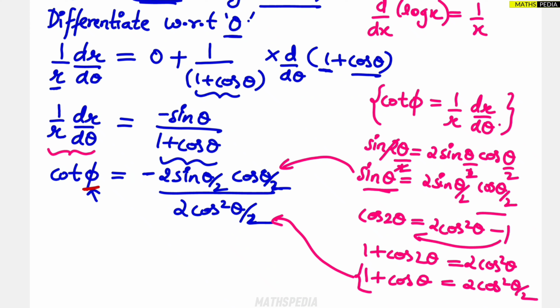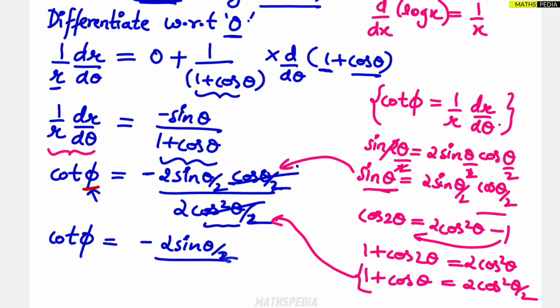So why are we doing this? What's the benefit? If you get it in terms of sine and cos, we know that sine by cos is tan, and cos by sine is cot. You can get the answer in a simple way. Here cos theta by 2 will cancel, so one cos theta by 2 is remaining. So what will be the answer? Cot phi is equal to minus 2 sin theta by 2 divided by 2 cos theta by 2. So 2 and 2 cancel. What is remaining? Minus tan theta by 2.